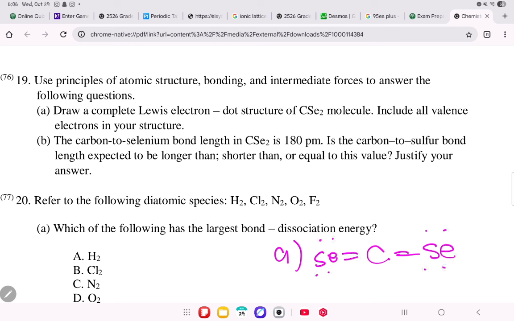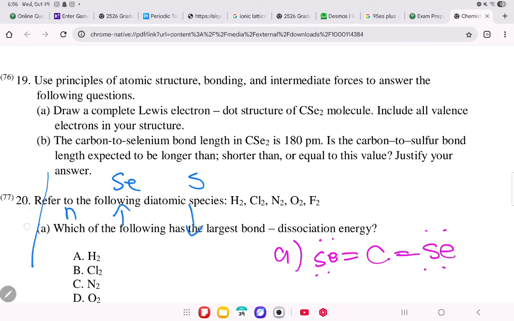Now, the carbon to selenium bond length in CSe2 is 180 picometers. Is the carbon to sulfur bond length expected to be longer than this, shorter than this, or equal to this value? Now, honestly, this depends on selenium and sulfur. Selenium and sulfur, if you check, are both in the same group. So as we go down the group, we will see that the energy level of selenium is greater than that of sulfur.